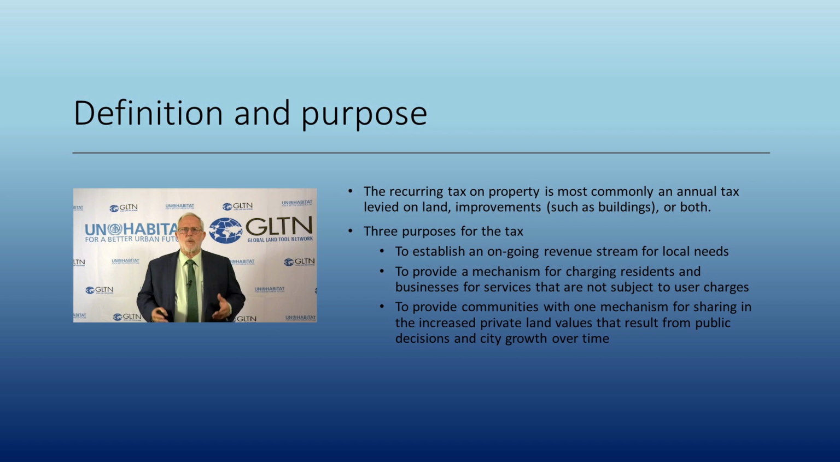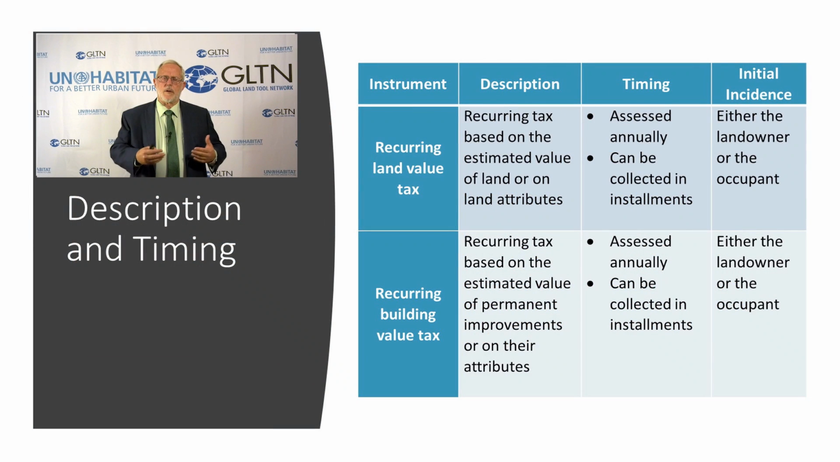Definition and purpose. The recurring tax on property is most commonly an annual tax levied on land, improvements such as buildings, or both. There are three purposes for the tax. The first is to establish an ongoing revenue stream for local needs. It also provides a mechanism for charging residents and businesses for the services that are not subject to user charges. And finally, it provides communities with a mechanism for sharing in the increased private land values that are created from public actions.